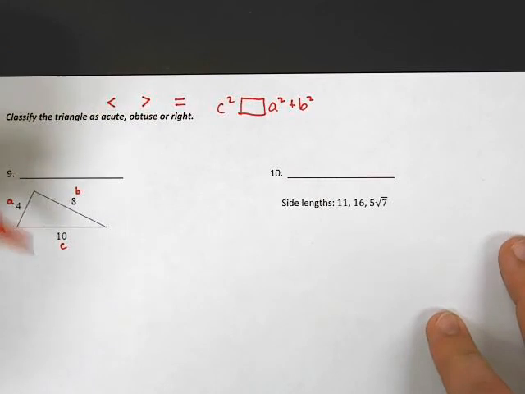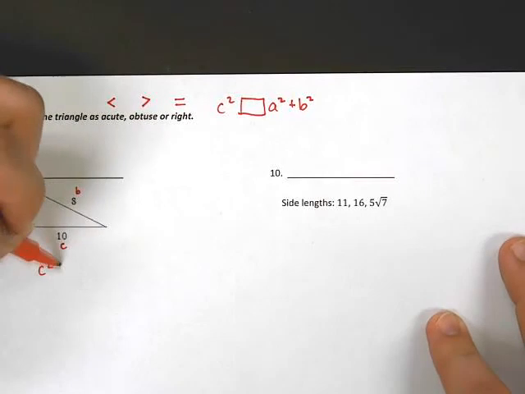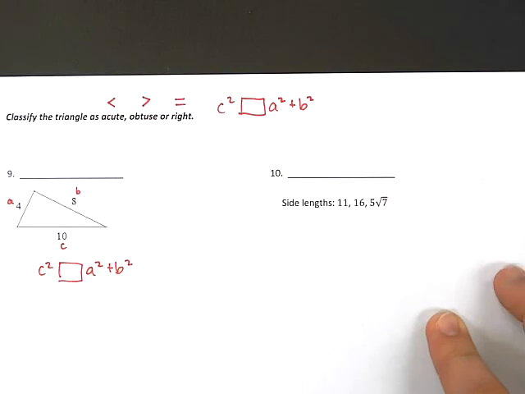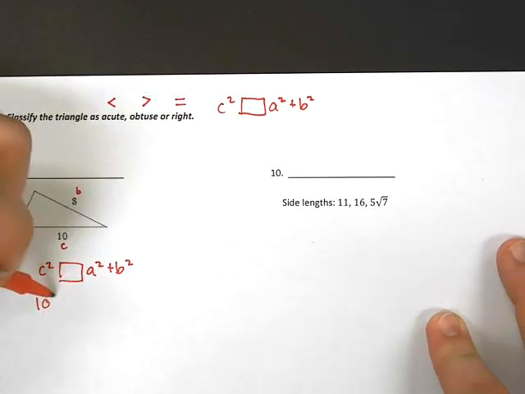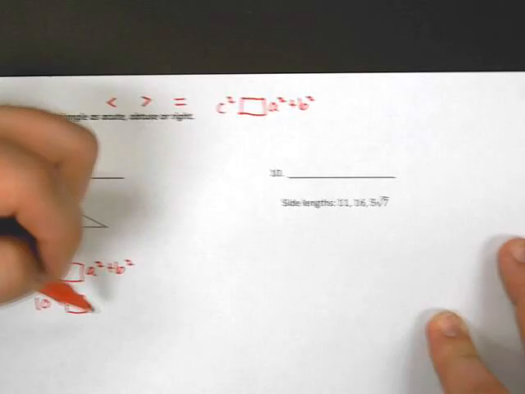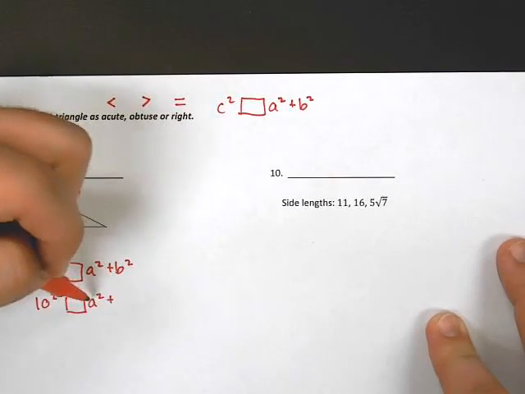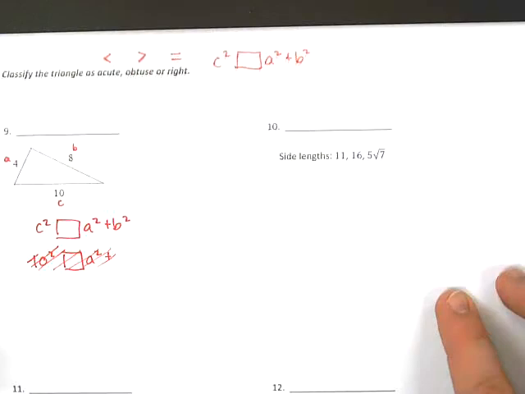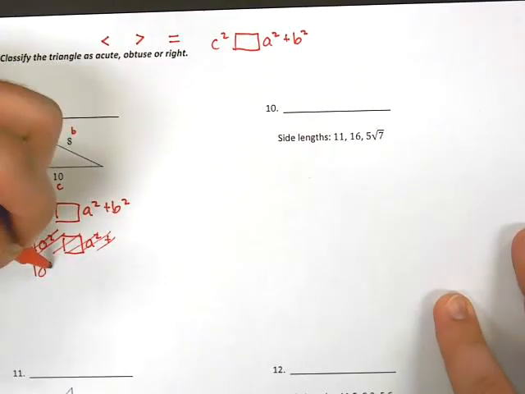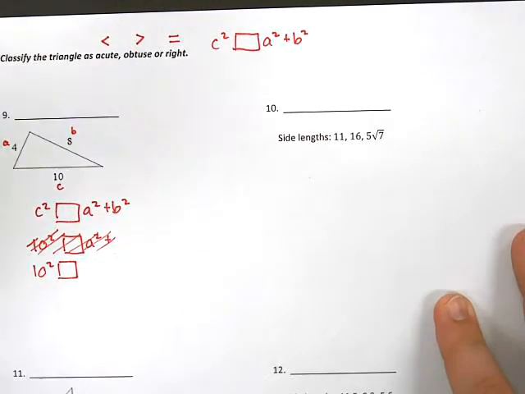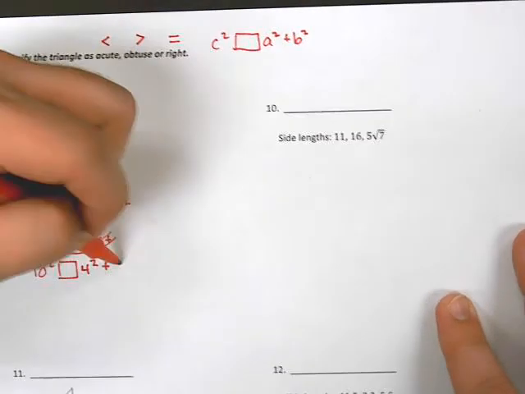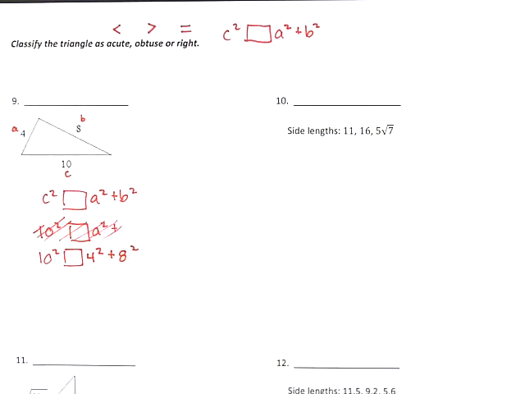When I do c squared, a squared plus b squared, plug everything in, so I get 10 squared, I don't know. Oh, what am I doing? Sorry guys, let me rewrite this. Okay, 10 squared, and then my a squared is going to be 4 squared plus 8 squared. Okay, that's better. Sorry about that.